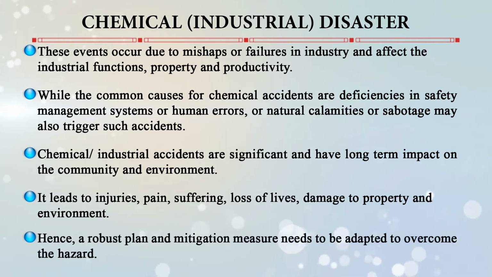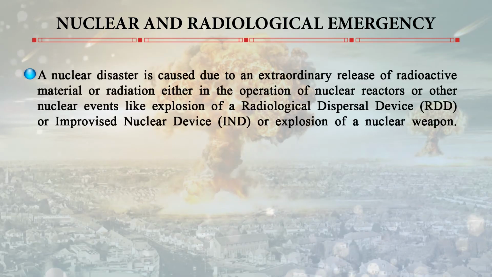Hence, a robust plan and mitigation measure needs to be adopted in order to overcome these hazards. Now, let us come to the nuclear and radiological emergency. Here again, a nuclear disaster is caused by an extraordinary release of radioactive material or radiation, either in the operation of nuclear reactors or in other nuclear events. For example, an explosion can occur due to a radiological dispersal device, or certain other nuclear devices, or even the explosion and detonation of nuclear weapons.